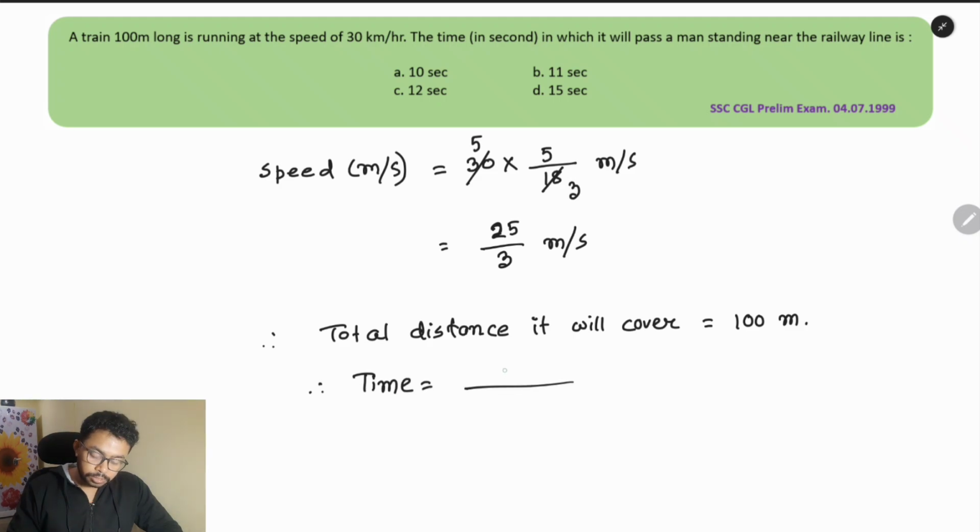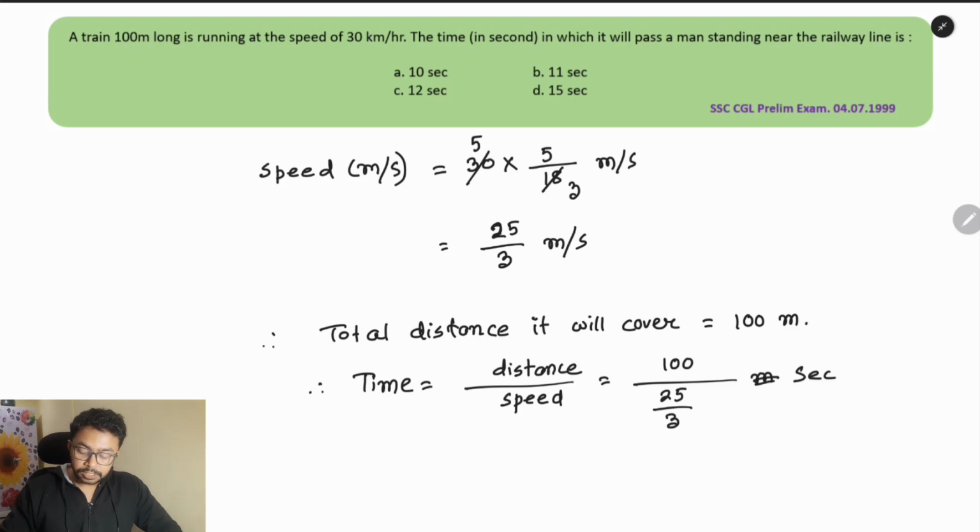time is equal to distance by speed or velocity. So distance is equal to 100 meter, speed is equal to 25 by 3 meter per second, which will be 4 into 3 seconds, or 12 seconds. Okay, so it will take 12 seconds to pass the man. Okay, so that is the answer.